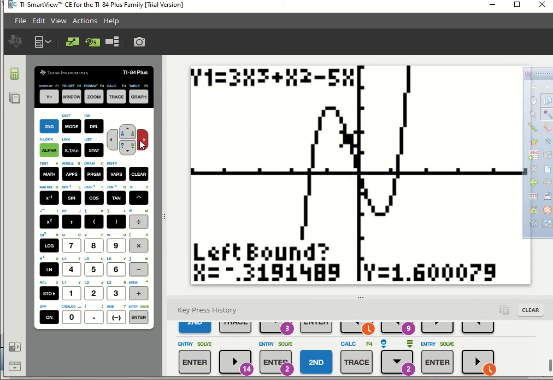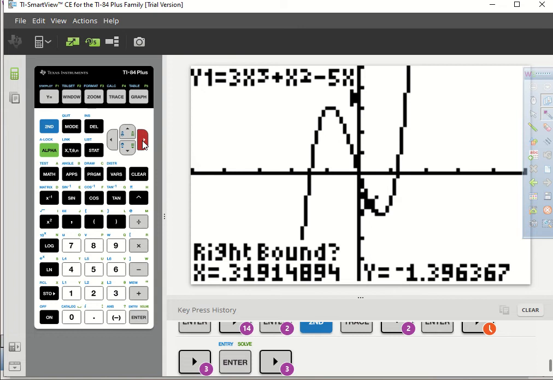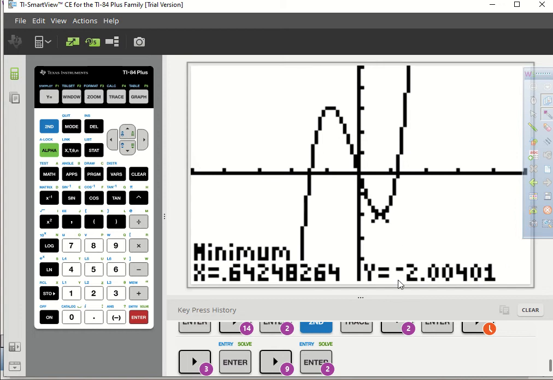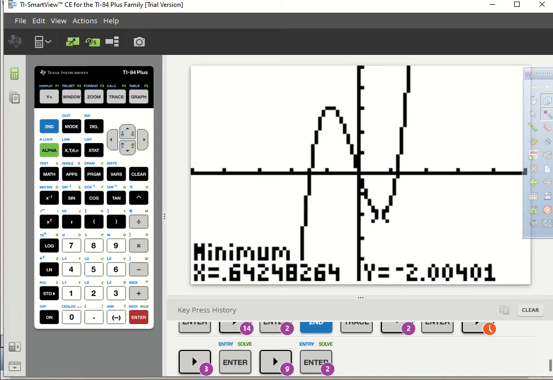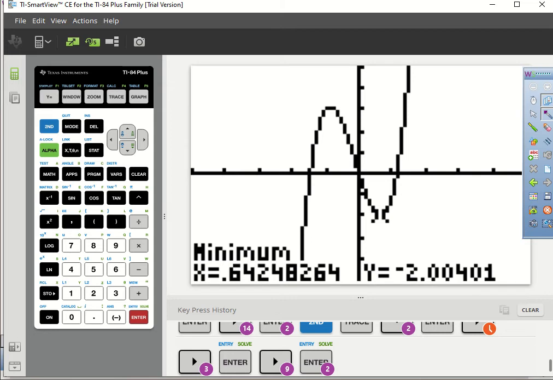So left boundary, we're going to use the x-intercepts that surround that. And then we have another one over here, our right bound. So it looks like we have a minimum at 0.6 comma -2. And then we already know the y-intercept is 0, 0, right? Because we already calculated that. It's an x-intercept and a y-intercept.